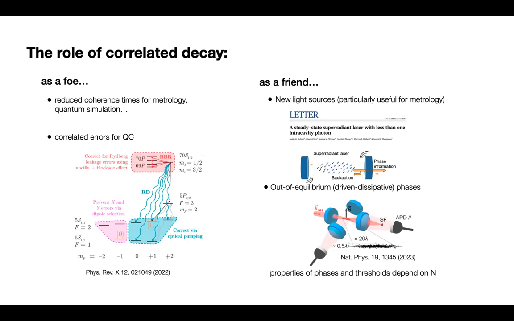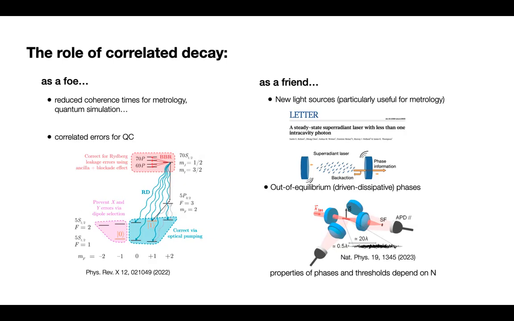If you care about, for instance, metrology or quantum simulation, correlated decay is bad because it's going to limit the time that you have to perform your experiment, either to prepare a state that is interesting, and also to use that state for something, because this state is now going to have a reduced lifetime.